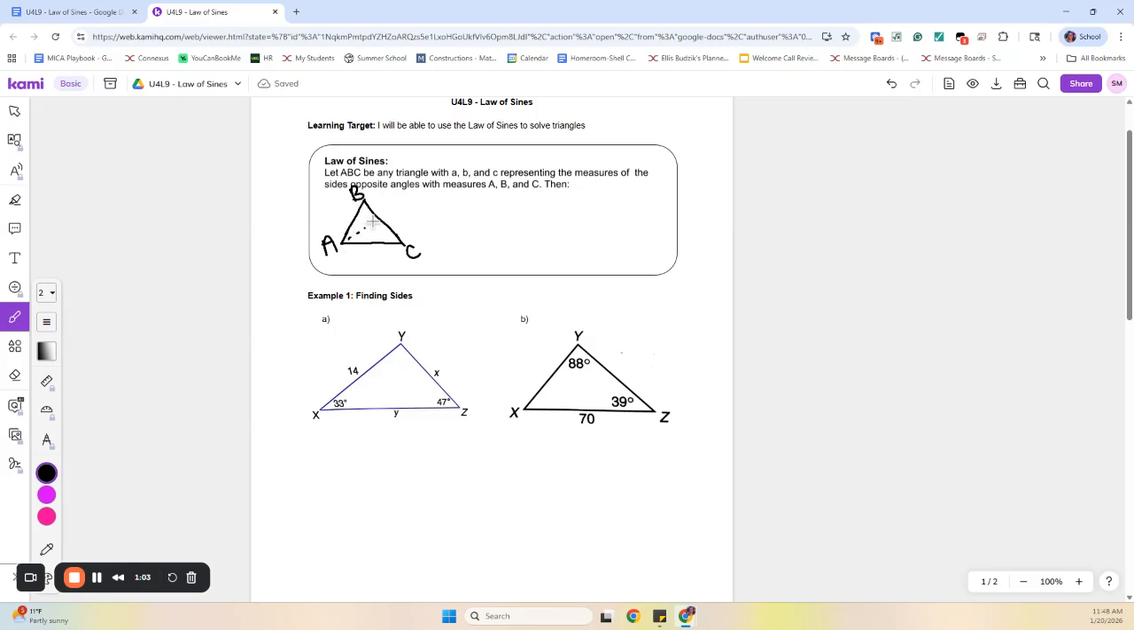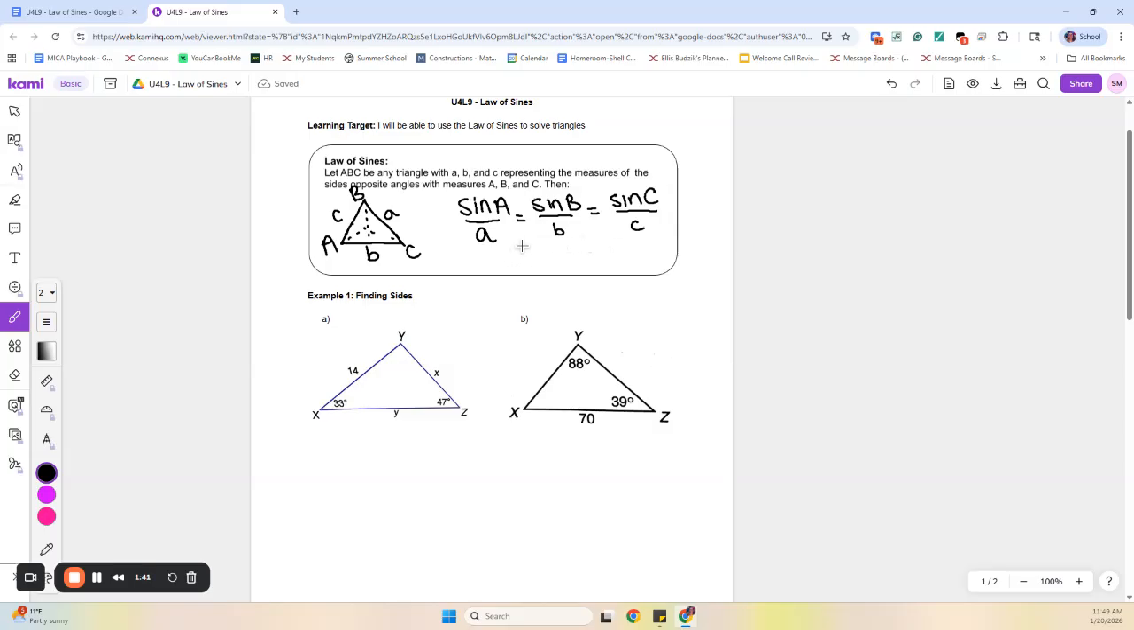So opposite of A, side a is going to be over here. Opposite of B, side b is going to be over here. And opposite of C, lowercase c, is going to be over here. Then our formula that we're going to be using is sine of capital A over lowercase a equals sine of capital B over lowercase b, and that's going to equal sine of C over lowercase c. Now, when we're using it, we're only going to be having two fractions equal each other. We're not going to have all three, but technically all three do equal each other.